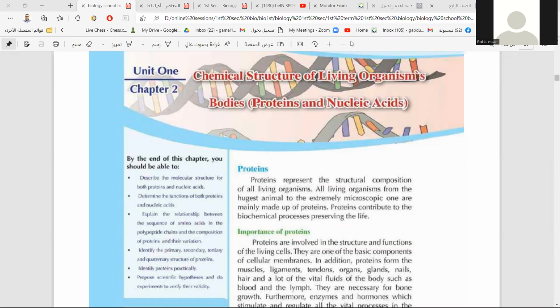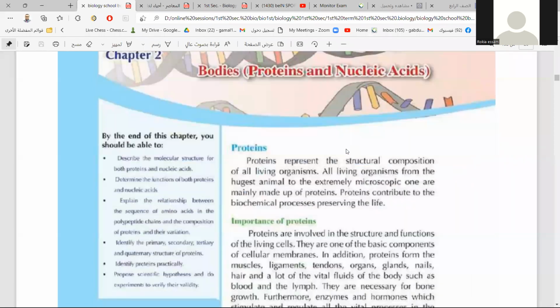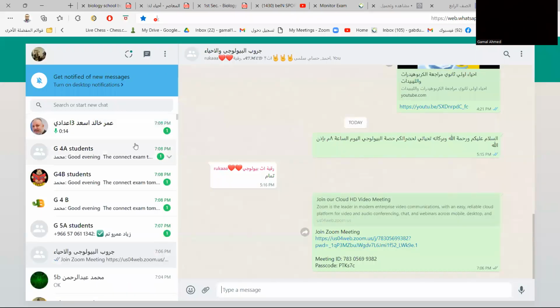Today, inshallah, we'll continue discussion on unit 1 in biology, chapter 2, chemical structure of living organisms. Today, inshallah, we're talking about proteins and nucleic acids. In the last session, we studied together carbohydrates and lipids as examples of biological macromolecules.